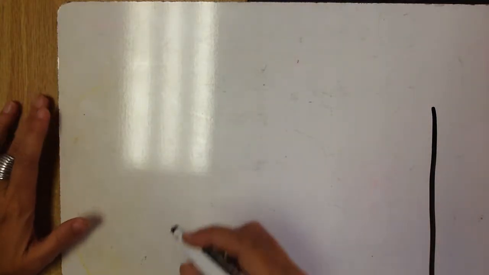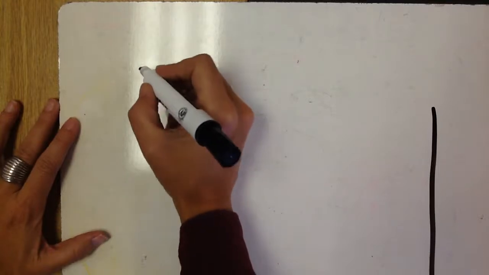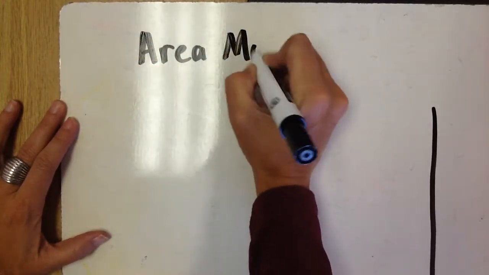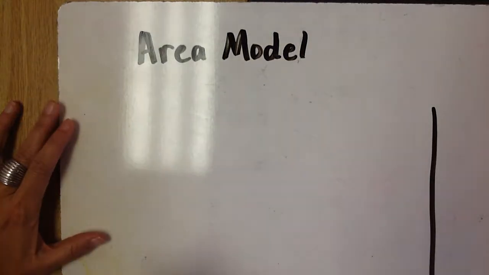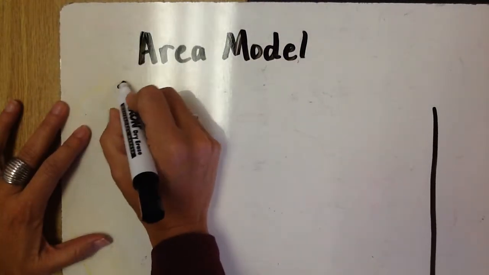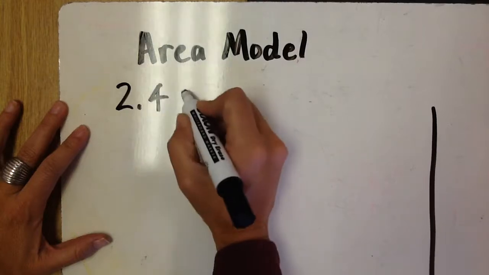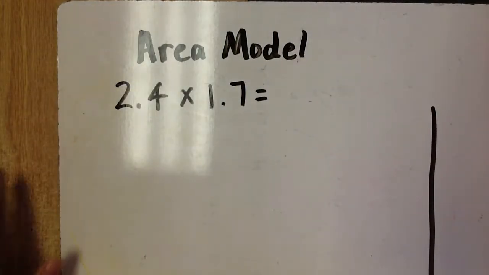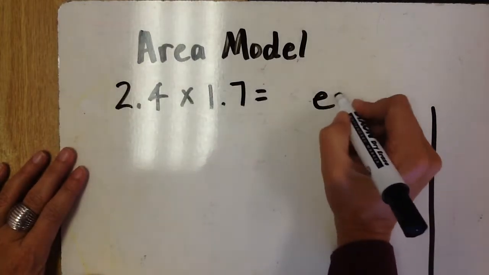Today we're going to talk about the strategy of using an area model to multiply a decimal times a decimal. So the area model is a strategy that we used when we multiplied whole numbers. So if I want to multiply 2 4/10 times 1 7/10, I want to first make a smart estimate.